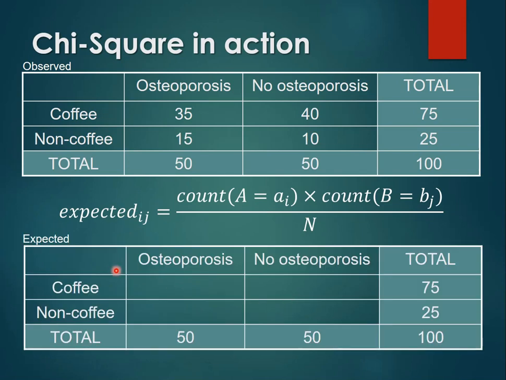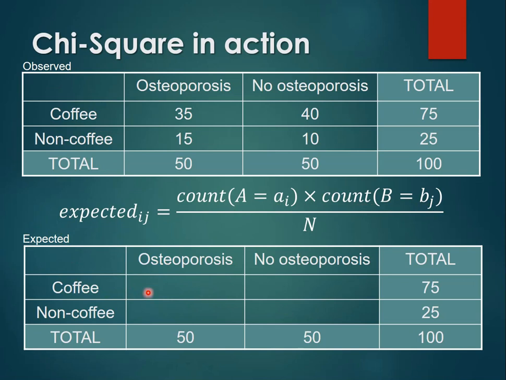We're going to create another new table similar to the one on here, observed values, but we'll name it the expected values. And the calculation to find the value for each cell in the first row and the respective column would be the count A equals A sub i times count B equals B sub j. Okay. What does this mean?